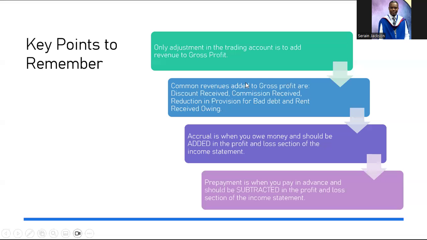When you are doing income statements, when you're making the adjustments to the income statements, these are some key points to remember.